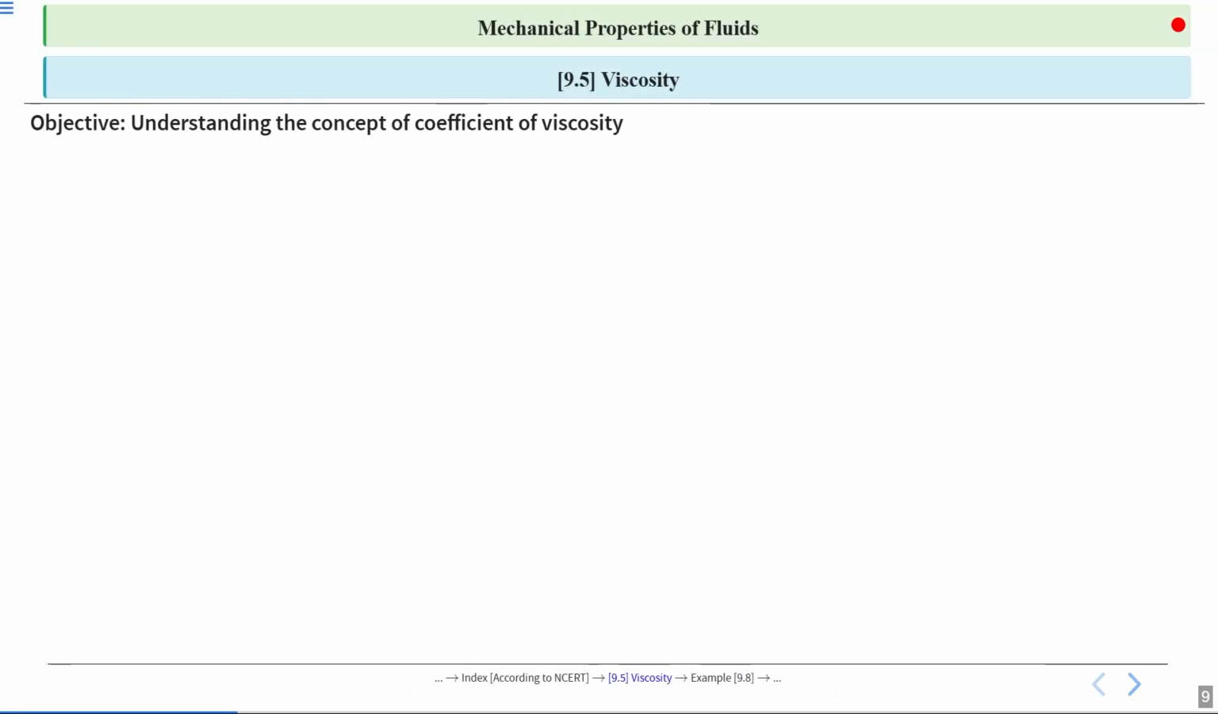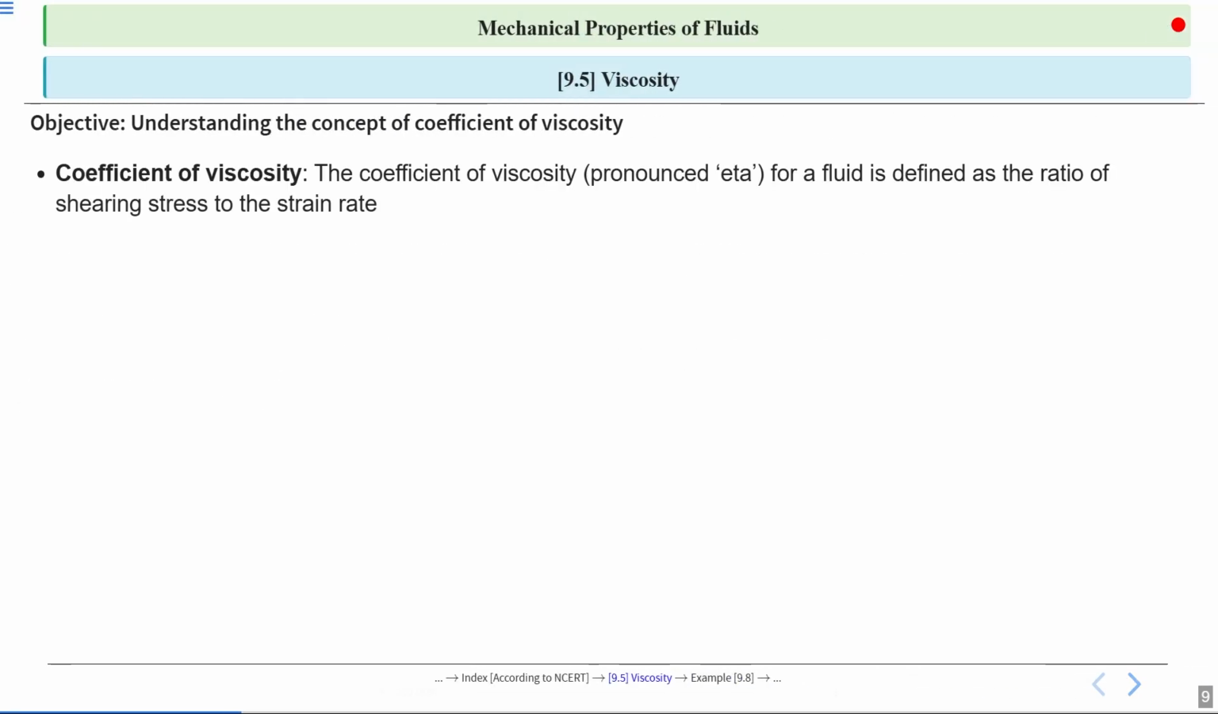Now, coefficient of viscosity. So let's start by defining the coefficient of viscosity. It's often represented by the Greek letter eta. The coefficient of viscosity is the ratio of the shearing stress applied to a fluid to the rate at which the fluid is deformed, or the strain rate. In simple terms, it tells us how much force is needed to make a fluid flow at a certain rate.